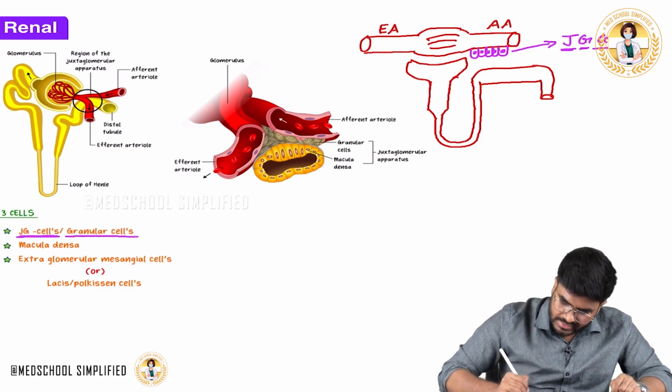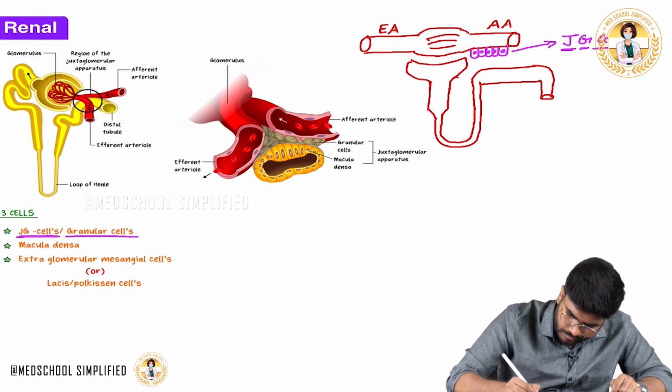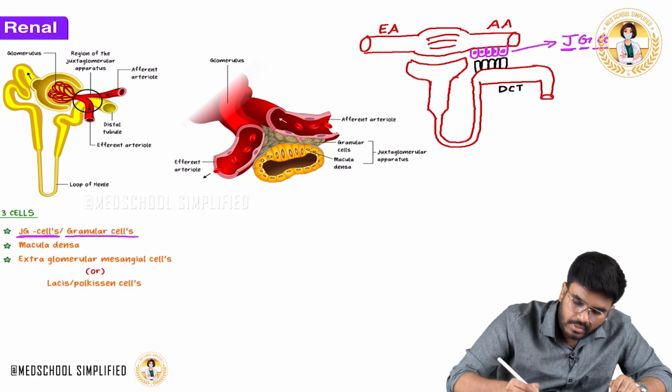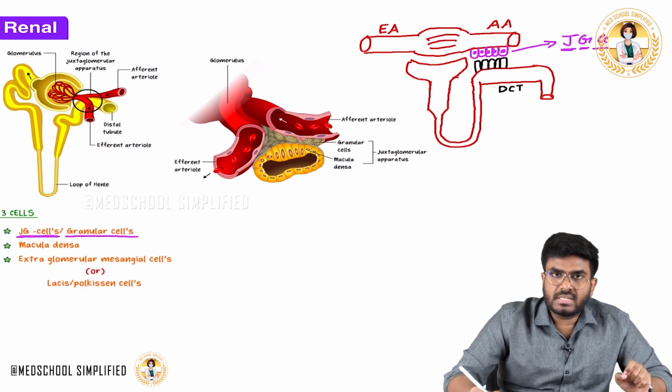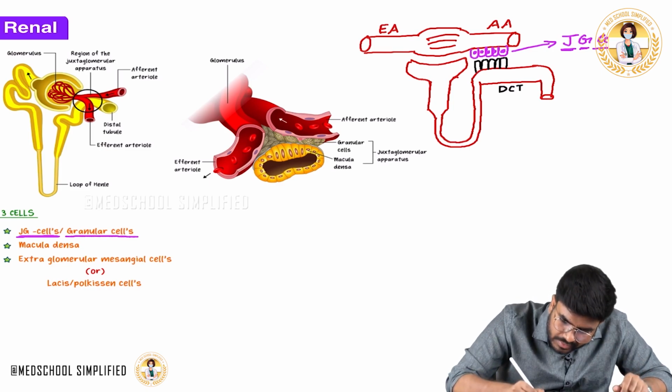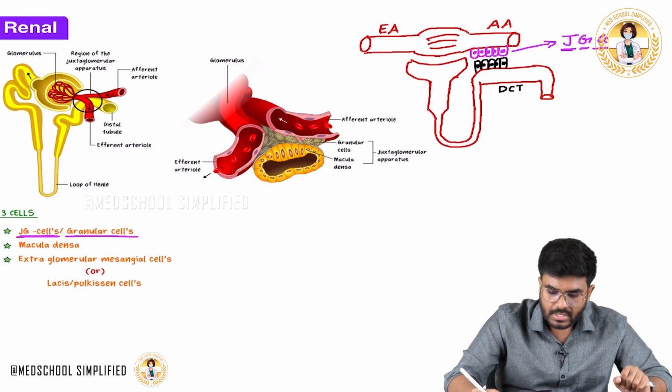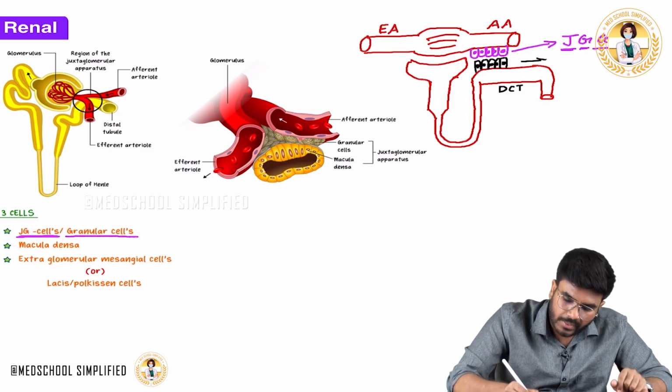Now, this is the DCT. Okay, this is the distal convoluted tubule. Now, in the early part of the distal convoluted tubule, some important epithelial cells are modified. Okay, some important modified dense epithelial cells are present, which are dense in nature, compactly present. Now, these cells are called macula densa.